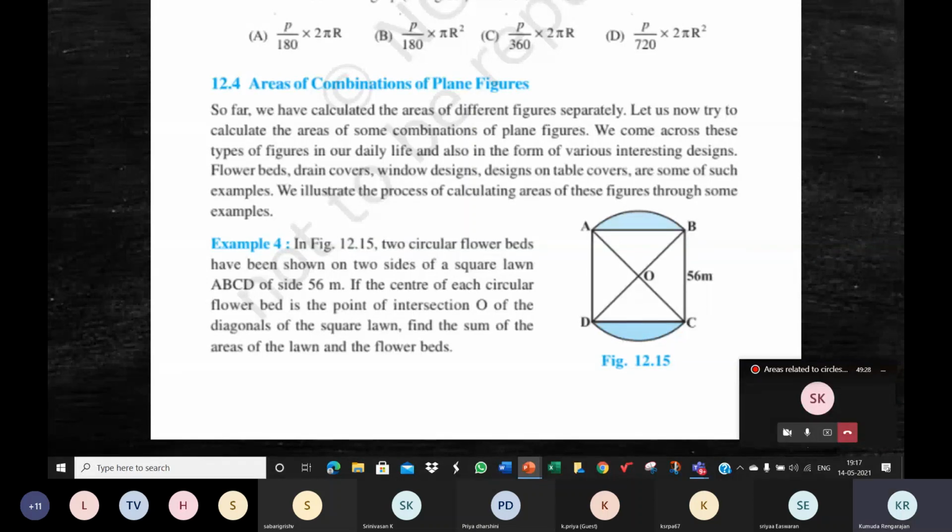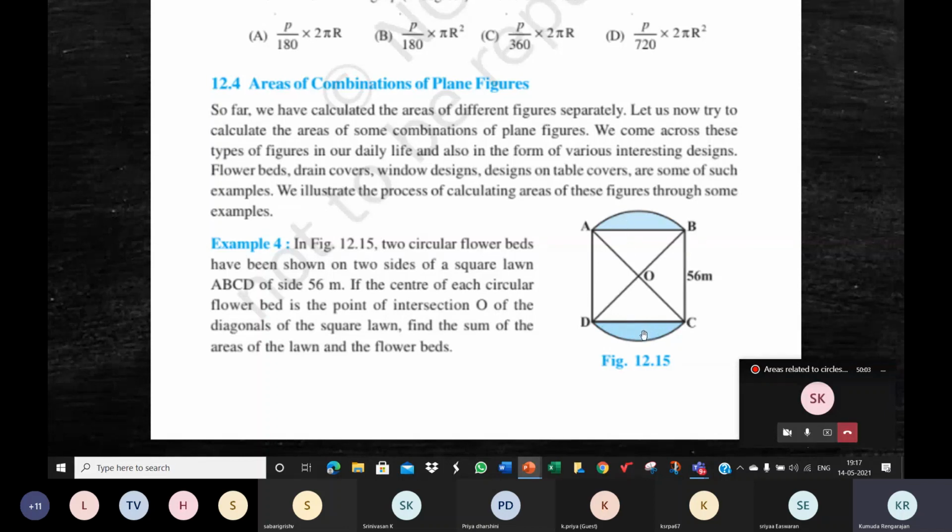In this approach, we are finding the area of the circular flower bed separately and the square separately, and then adding both. So in case you're asked to find the area of the circular flower bed also, you will know how to do it. Area of the sector minus the area of the triangle will give you the area of the circular flower bed. Double it, multiply by 2.